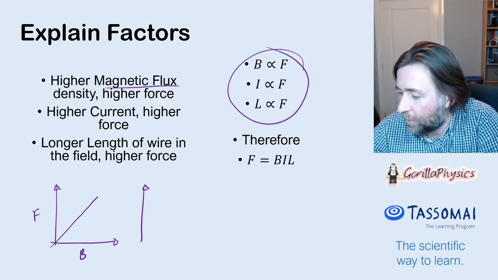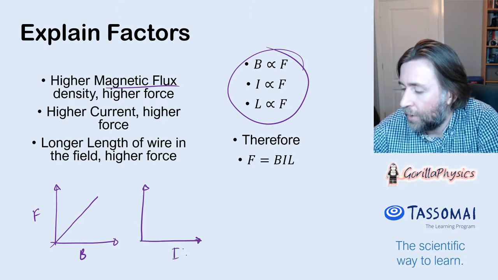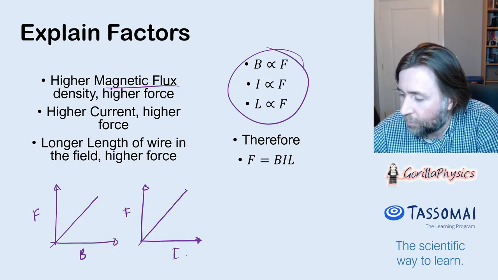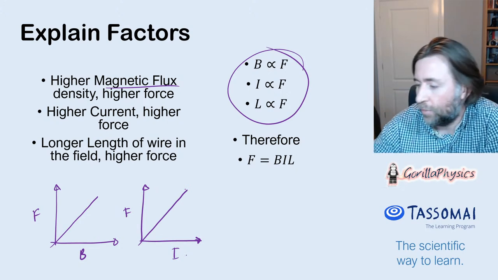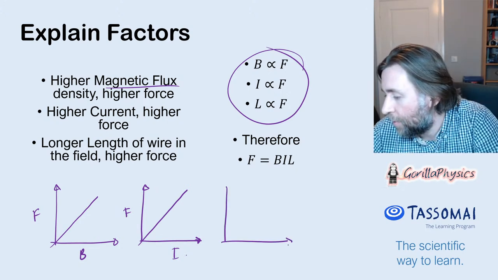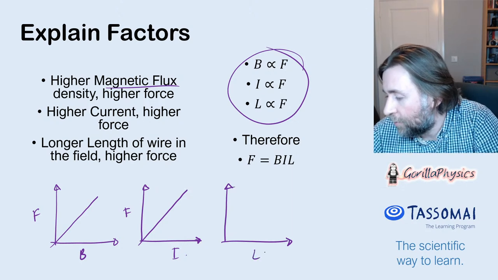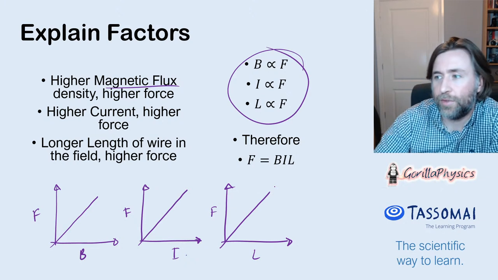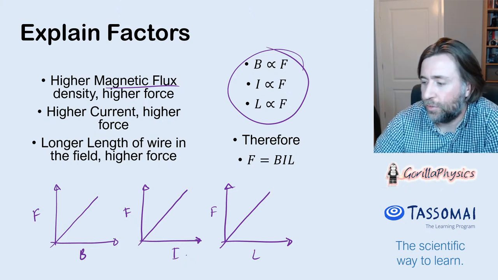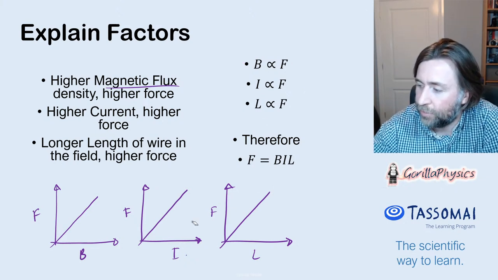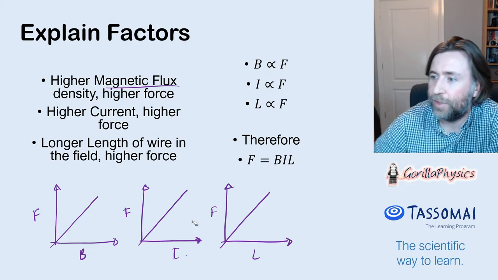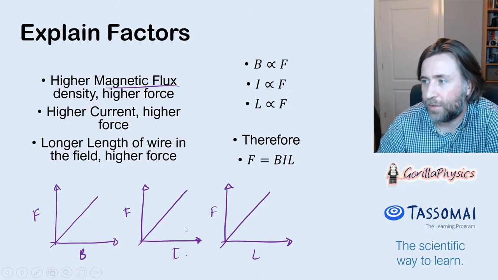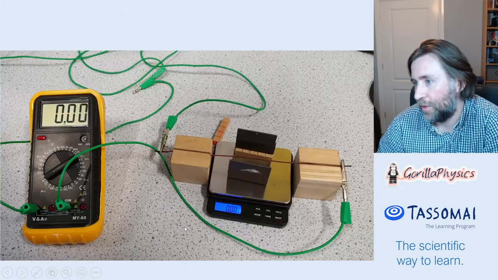Similarly, if we vary the current, then we will get a straight line through the origin. Double the current, double the force. And lastly, if we vary the length of wire in the field, if we double the length of wire, we will get double the force. So all three of those things are directly proportional to the force. And that's something we can use to describe these relationships, okay? Double the Y, direct proportionality.